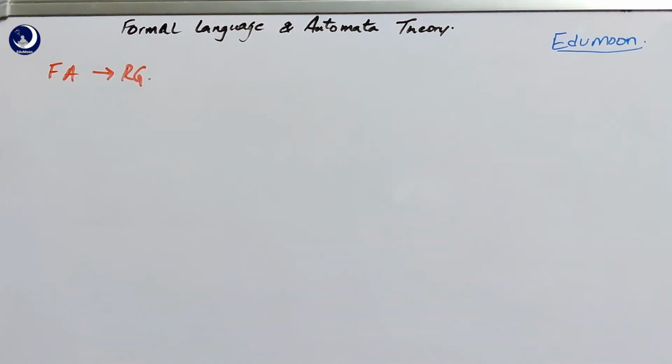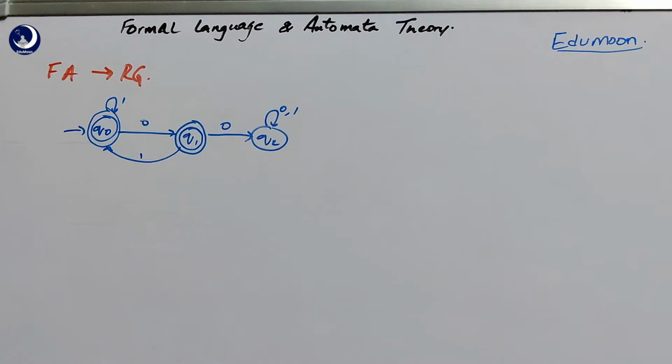In the next example we are going to check how to convert a finite automata to a regular grammar. So let us consider an example of a finite automata with the following transition diagram. It has three states Q0, Q1 and Q2, where Q0 is the initial state and Q0 and Q1 are the final states. This is a machine which accepts all the strings that don't contain 0 0 consecutively.